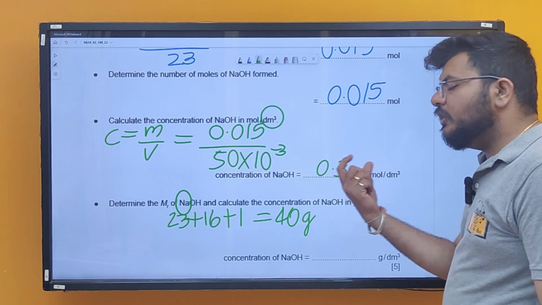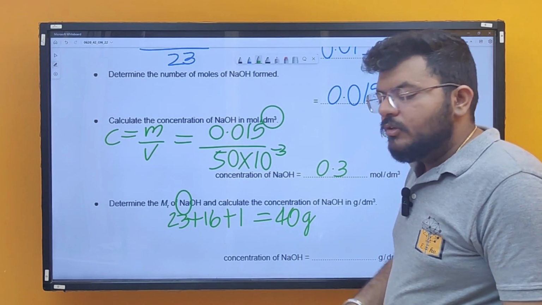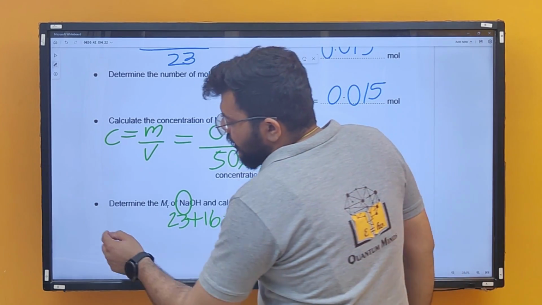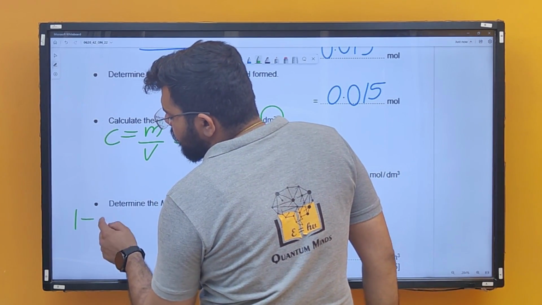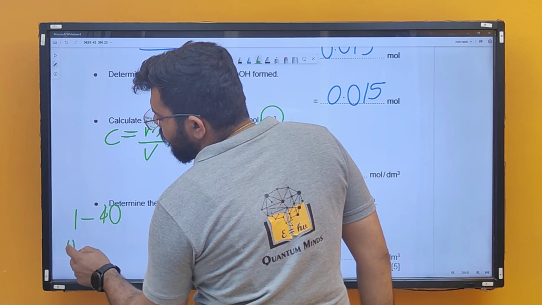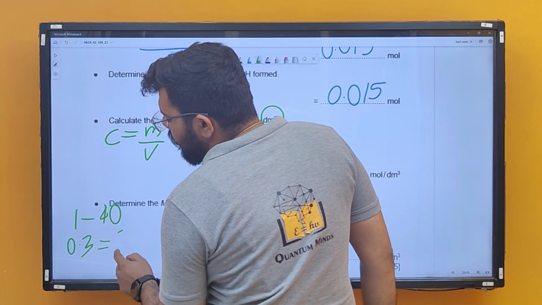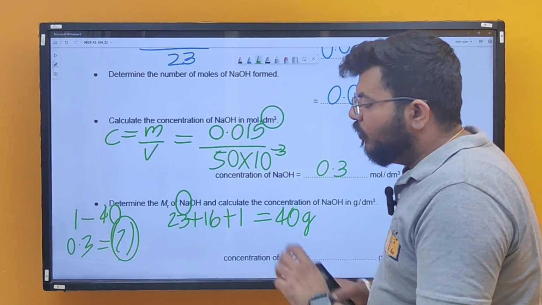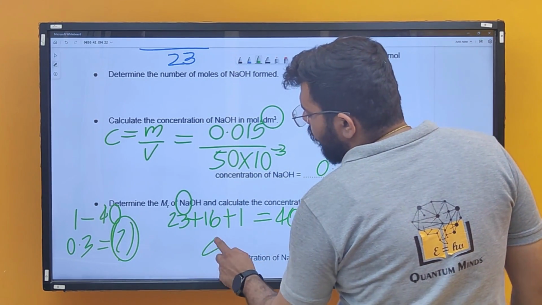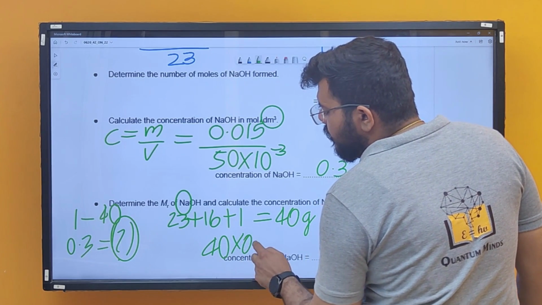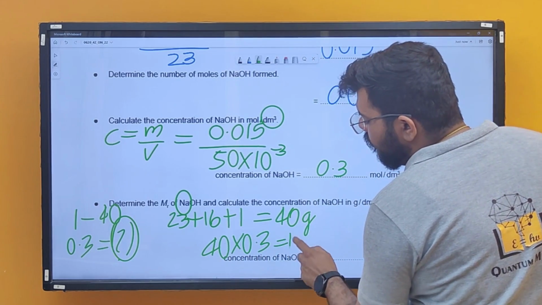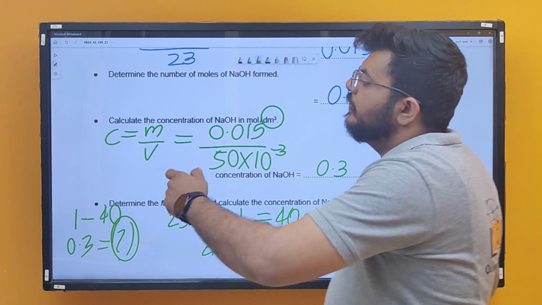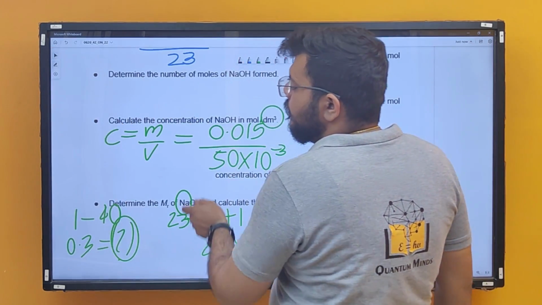There is 0.3 mole in 1 dm cube. So can I find out how many grams in 1 dm cube? Yes, I can say that if 1 mole is 40 gram, 0.3 mole will be equal to how much? That many grams are present in 1 dm cube. Simply multiply 40 into 0.3, which is equal to 12. So the concentration is 12 gram per dm cube.